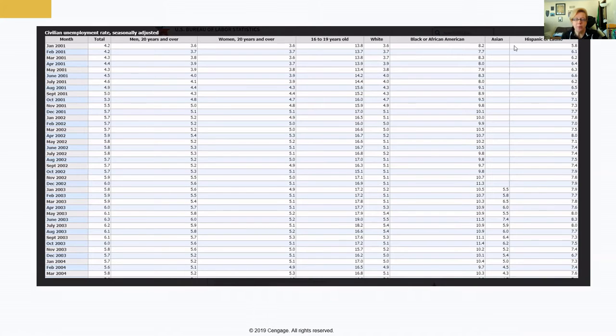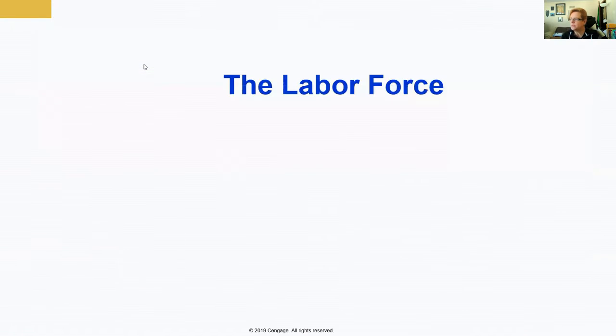The data points are broken out by gender, ethnicity, age, and so on. We do know that the unemployment rate tends to increase for teens during periods of problematic times. This one, I did not scroll all the way down. I just wanted to show you that we do break it out according to ethnicity, gender, and age.